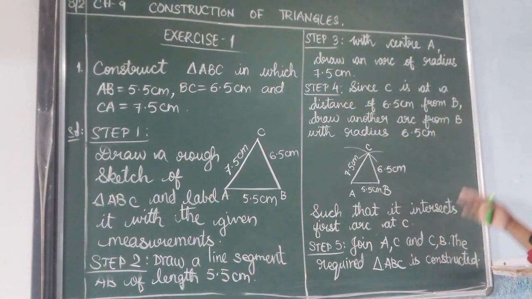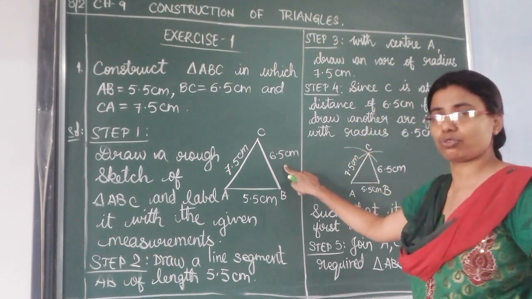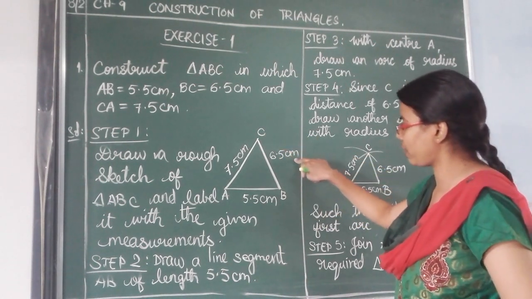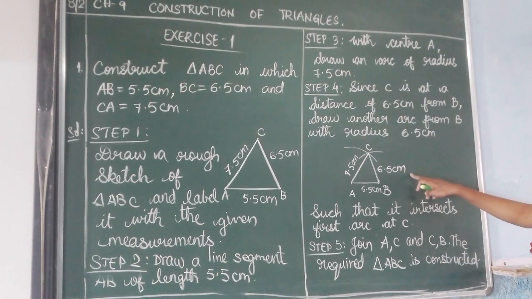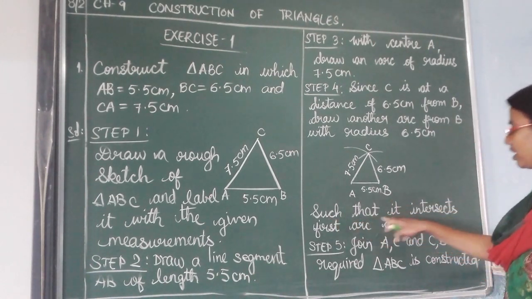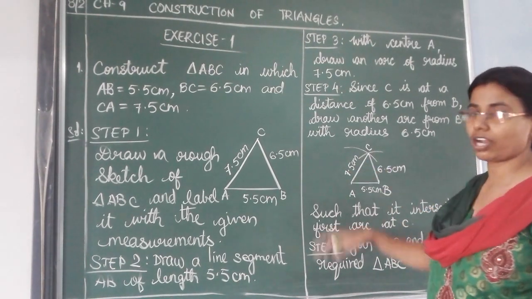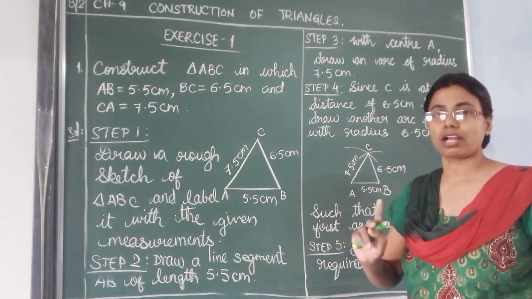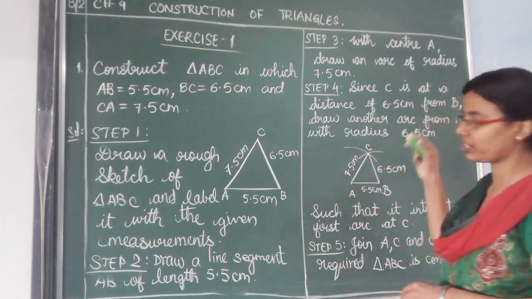Next, step 4. We know that since C is at a distance of 6.5, according to the rough figure, when you see, you know that C is at a distance of 6.5 centimeters from B. So draw another arc from B with radius 6.5 centimeters such that it intersects the first arc at C. First arc it has to cut. Somewhere if you draw it's not enough. Both the arcs should cut each other so that you get a point over there. Okay.